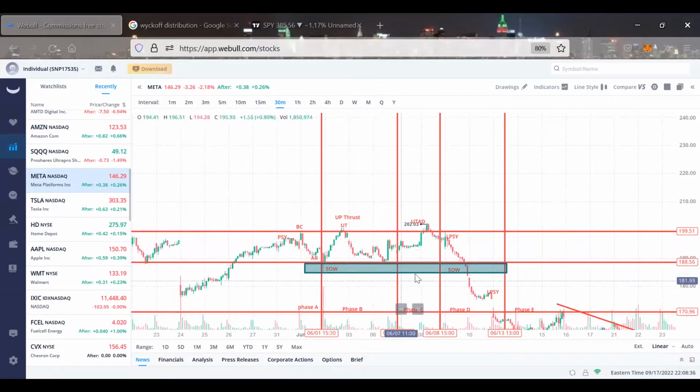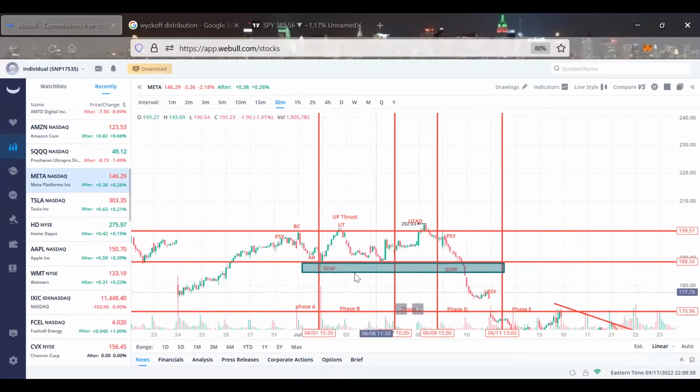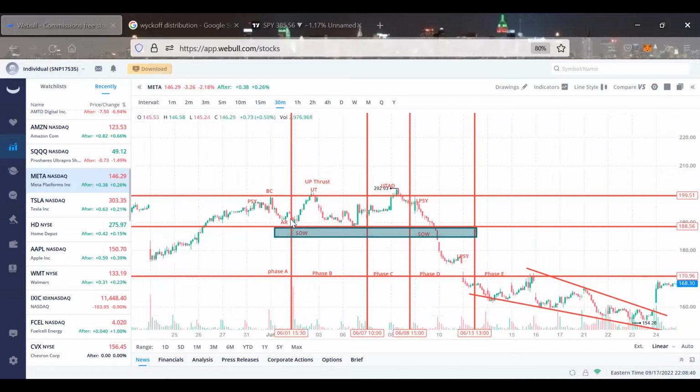Boom, we have phase C. Phase B is the sign of weakness, breaking our structure right here that we have. Breaking a structure that we have.